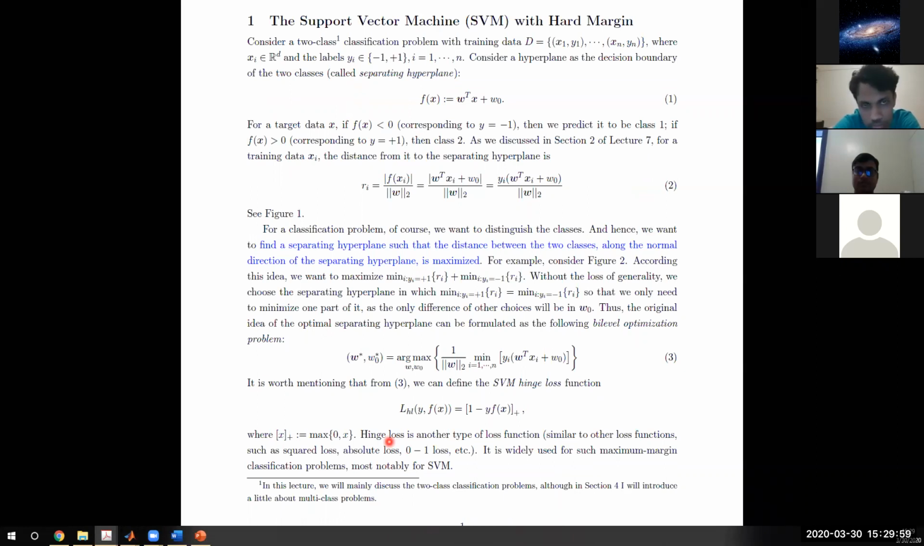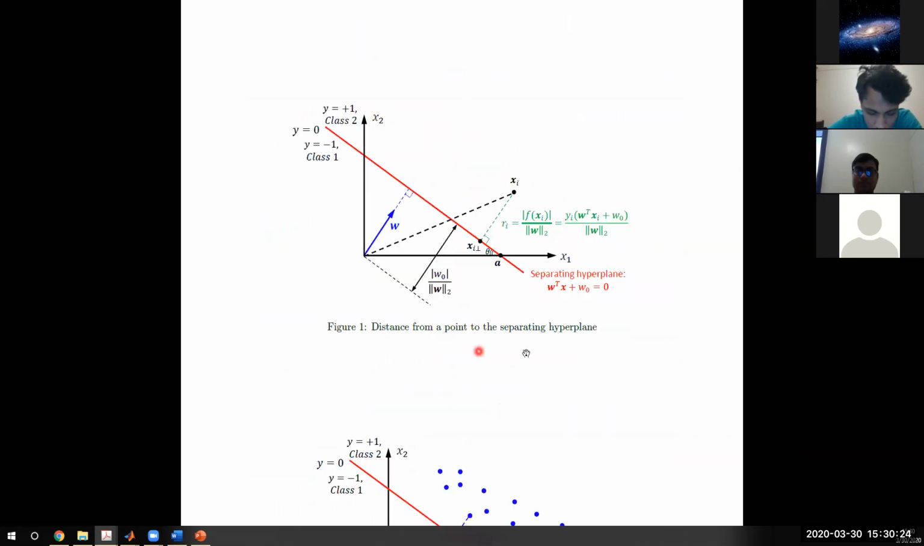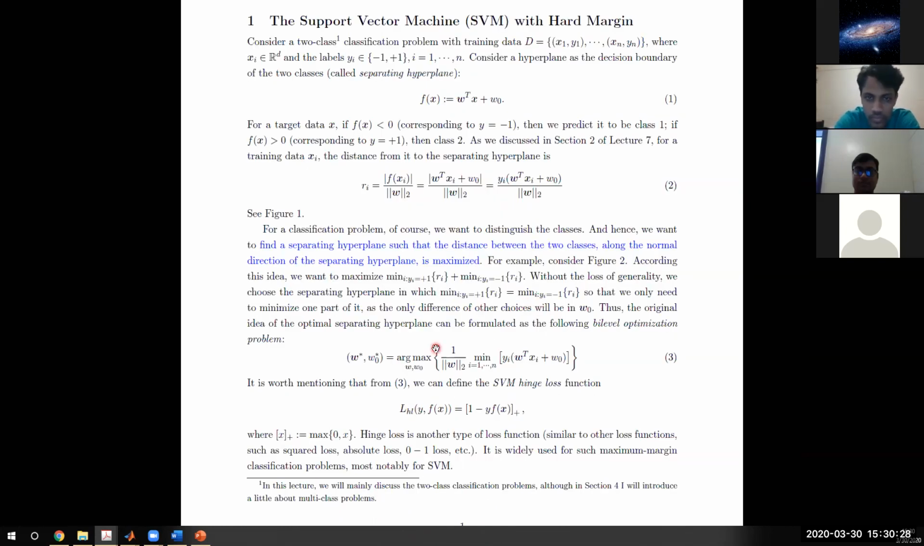No? Okay. First of all, hinge loss is a loss function, the same as, for example, square loss, absolute loss, 0-1 loss, which we have introduced. Hinge loss is mainly used for this kind of maximum minimum margin classification. And we're going to see the idea after it. Give me several minutes. You're going to see why it's so important.